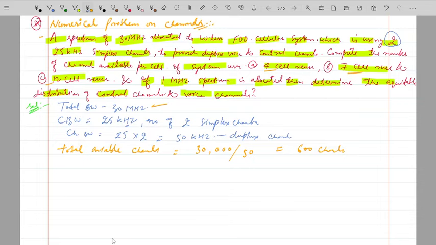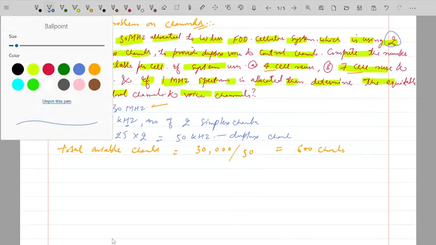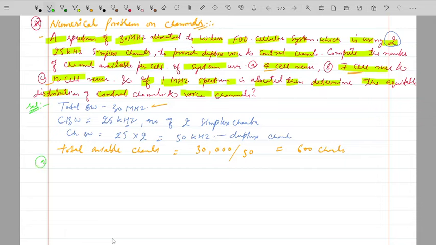So here the first part, A, is 4 cell reuse. Here the total number of cells is 4, and we divide the total channels among the 4 cells. So 600 divided by 4 is equal to 150 channels. 150 channels are used for this 4 cell reuse cluster.